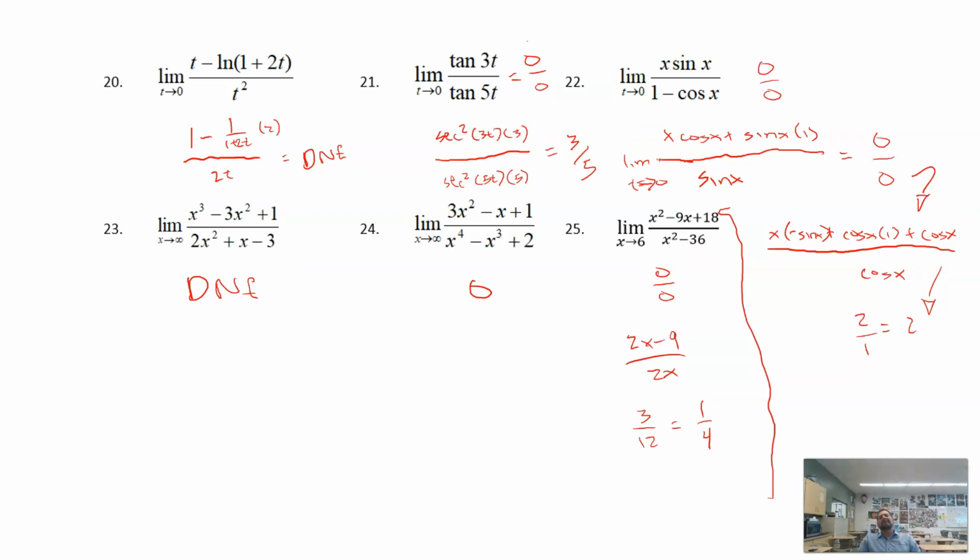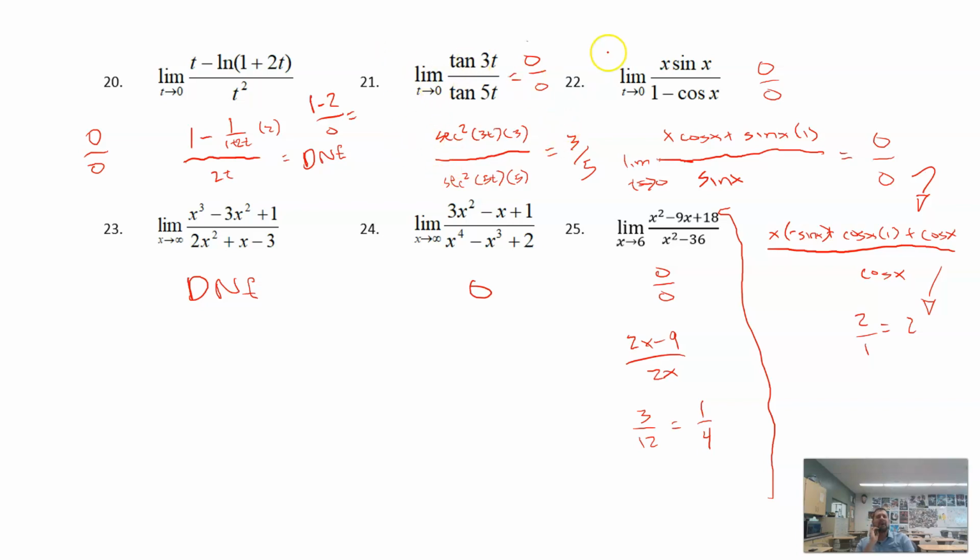20 through 25, they're all limit problems. Number 20, I'm not a huge fan of. I probably made it a little too difficult. When I plug 0 in, I get 0 minus 0 over 0. So I get 0 over 0, that's the indeterminate form. So then I have to take the derivative. When I take the derivative of this, what I get is 1 minus 1 over 1 plus 2t times 2. So when I take 0 and I plug it in, I get 1 minus 2 over 0. That is, the limit does not exist.